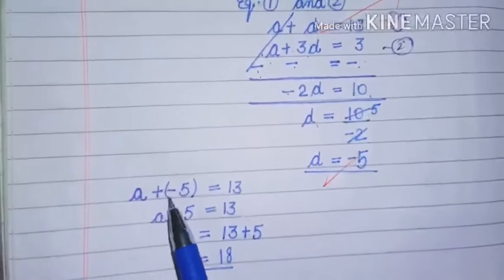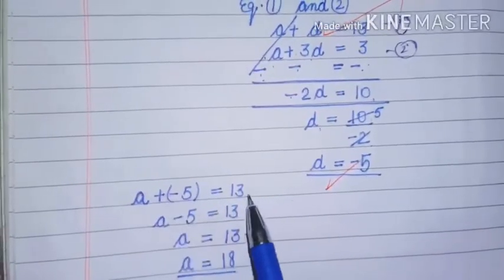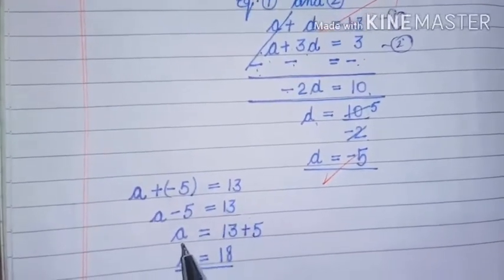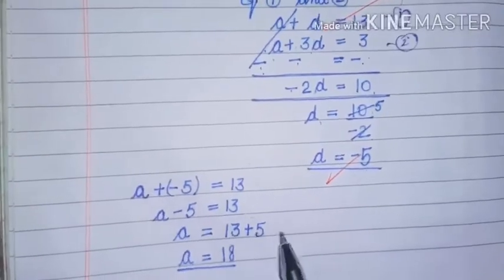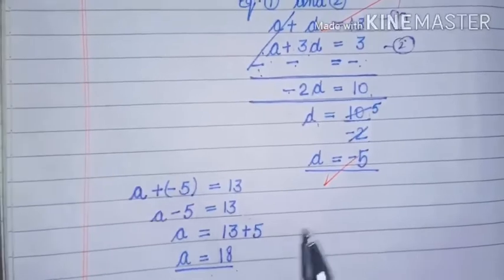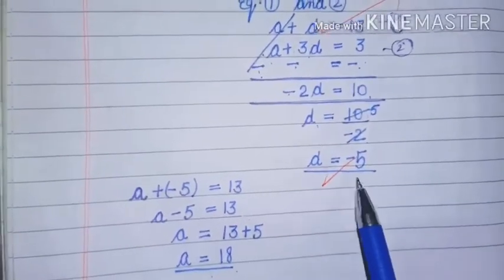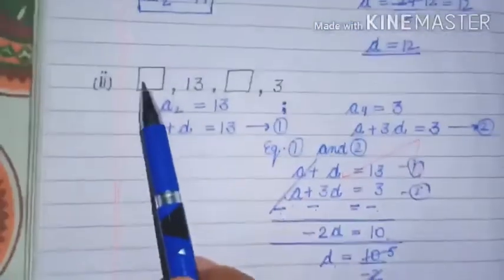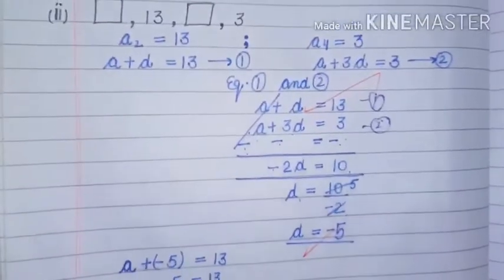So a plus d, what is the value of d, beta? -5, that is 13. So you will find from there a is 13 plus 5, that is 18. Now you have the value of a as well as the value of d. Now you have to find the first term, that is a, the answer is 18.